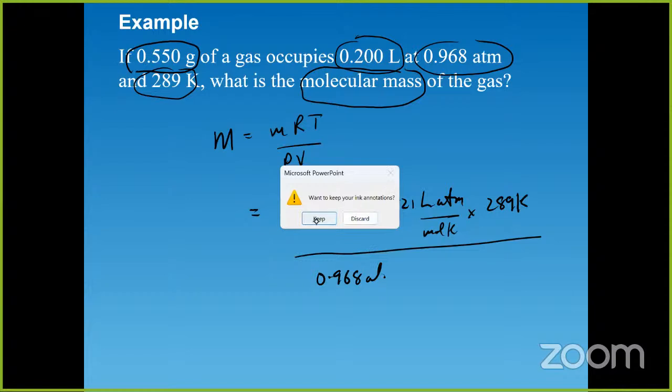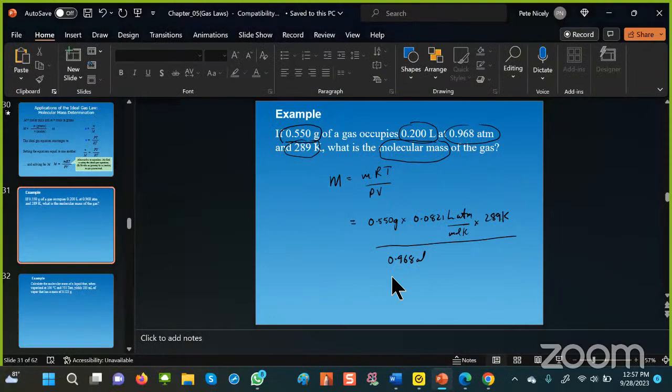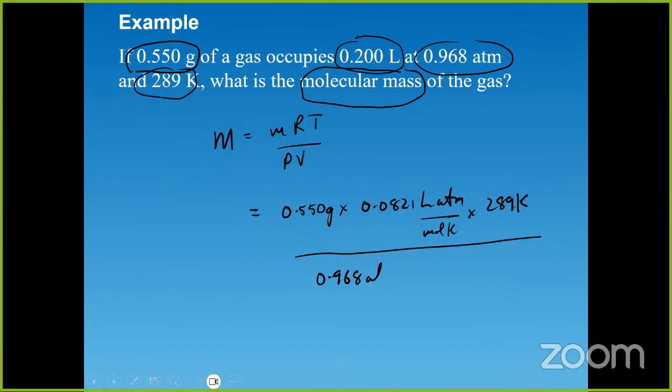Keep messing up with this thing. Reading. I hate reading.